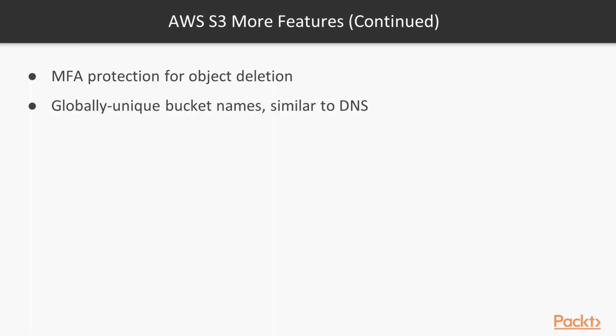Again, the bucket names are globally unique, which works similar to DNS. So it's not only unique in your account or in your region, it's unique globally. And another great benefit of S3 is static website hosting. You can put your HTML, CSS, and JavaScript resources, and you can host your websites through S3, which is highly available and scalable.